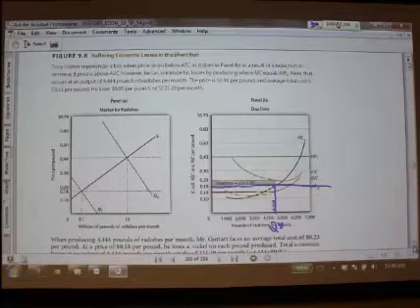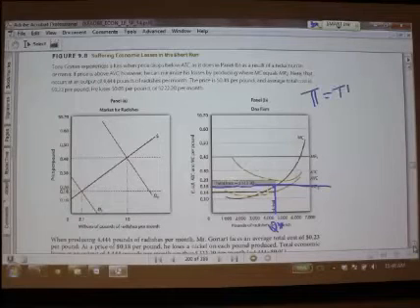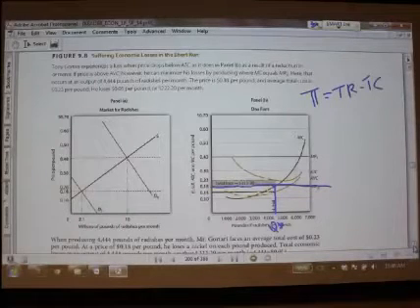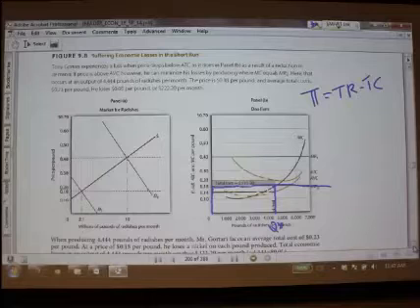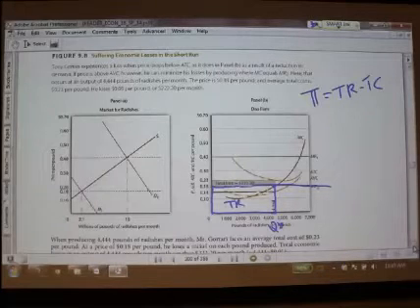But what is the profit? Remember, profit equals total revenue minus total cost. And so total revenue is price times quantity, right? 18 times 4,444. This blue box is total revenue.